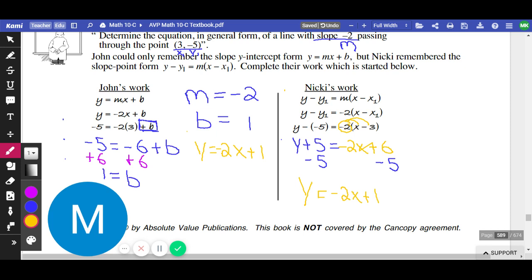Two different ways to get the same answer. I like Nikki's strategy. I think you should just let the question guide you. You have slope and a random point, let it guide you, convert it to what you want. So that's how I will always do those questions.